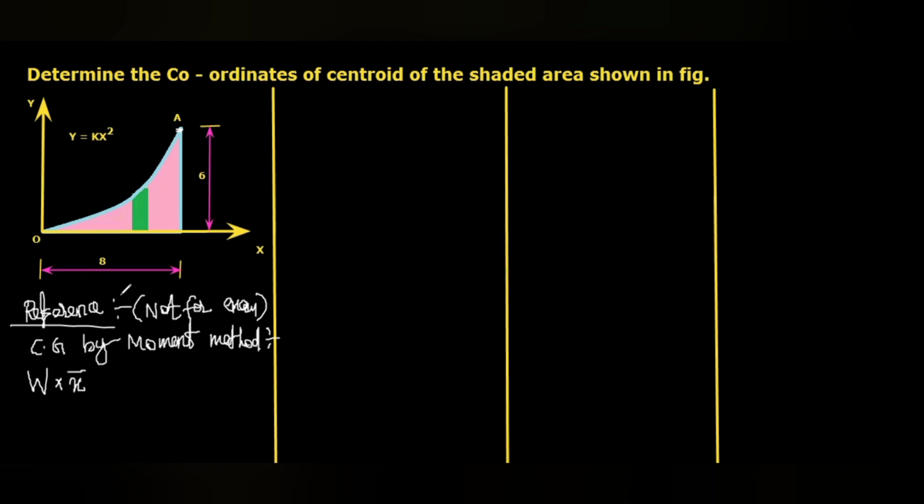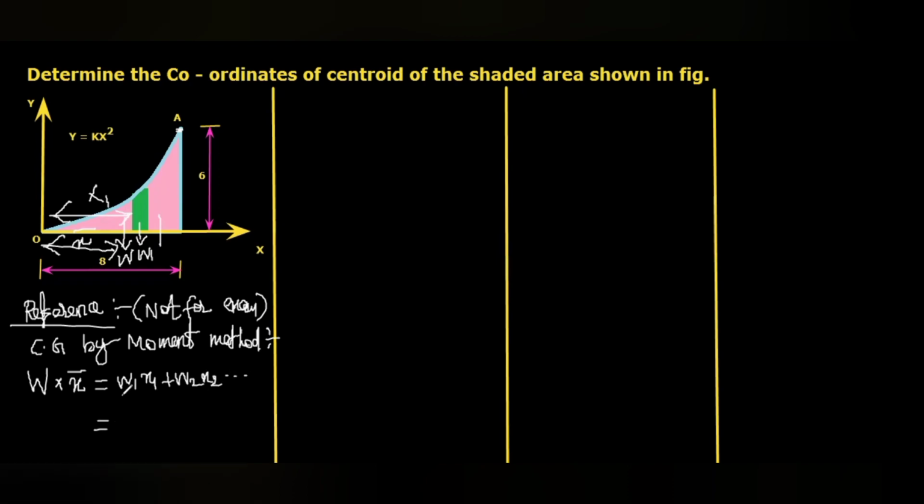We know that the total weight of the object acts here, and this will be the distance X bar. So W into X bar, that is the moment principle, will be equal to the following. If you consider small strips, like this green one, W1 is at a distance X1. So we can write W1 X1, W2 X2, etc.